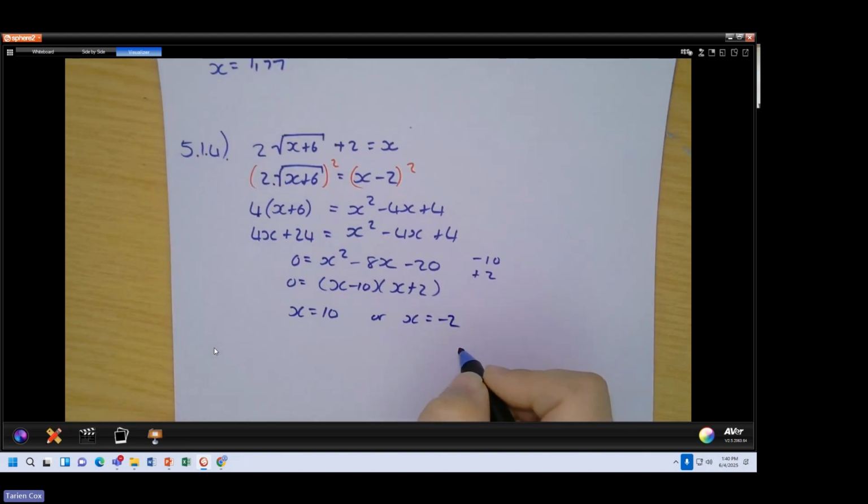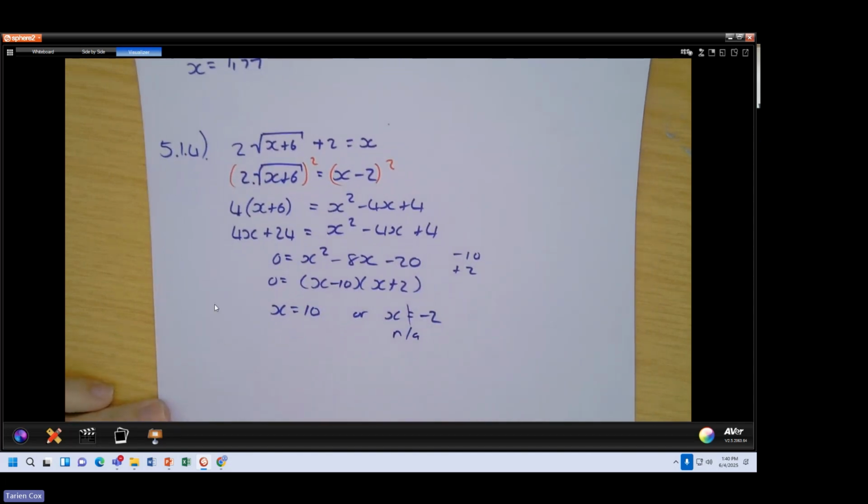We need to test our answers. If we test our answers, then we're going to realize that this one does not equal, right? So we are going to end up drawing a line through that one and say it is not applicable. It's only the 10 that works.